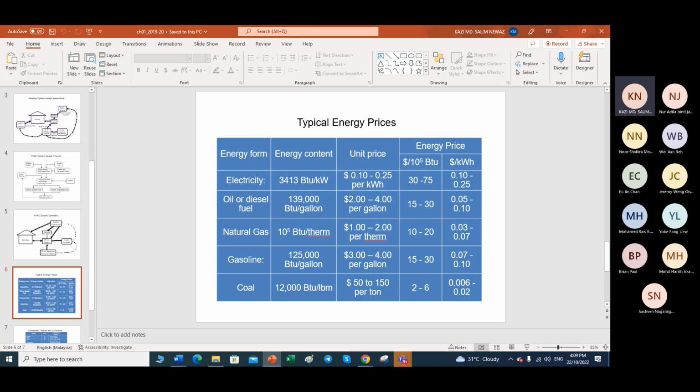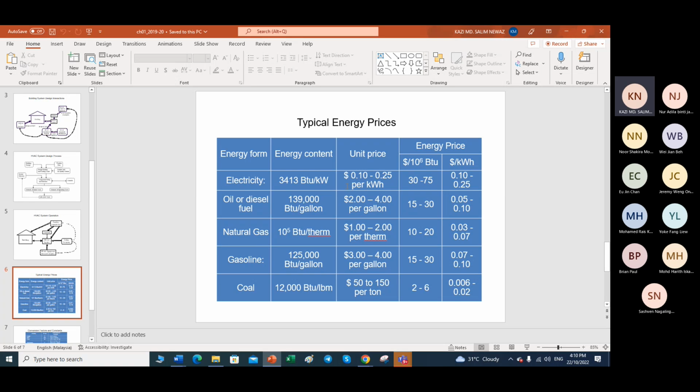Then we find the unit price is 0.10 to 0.25 per kilowatt hour if electricity is used directly, because the price is estimated from the national grid. Keeping that in mind, if oil and diesel fuel is used for running the equipment, then we get $2 to $4 per gallon.